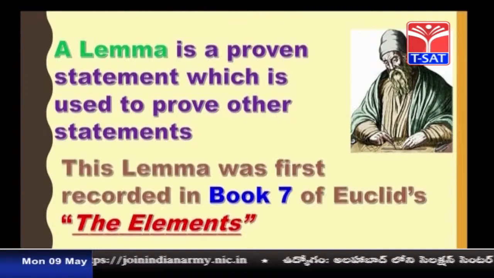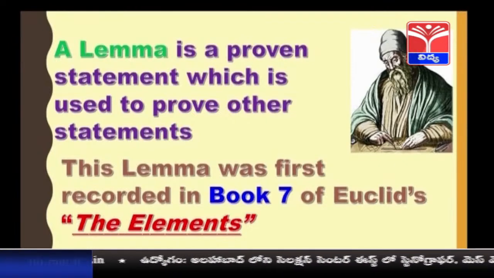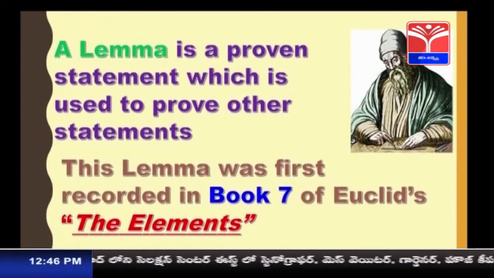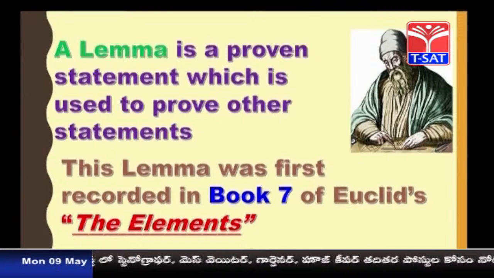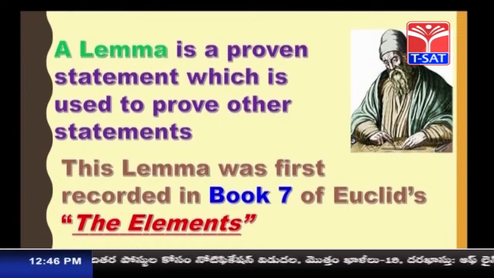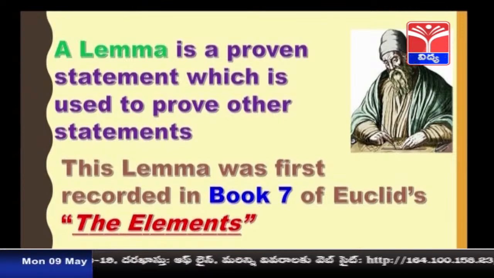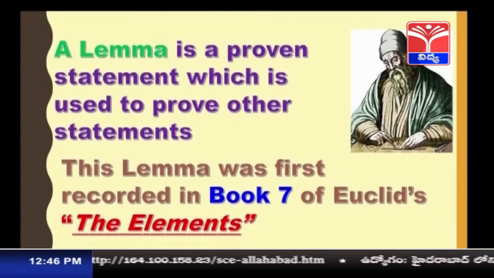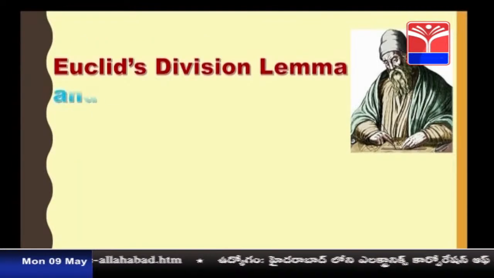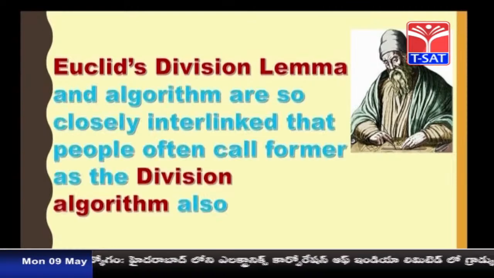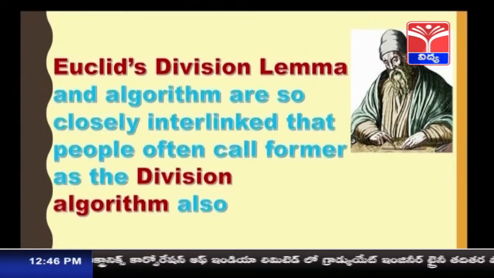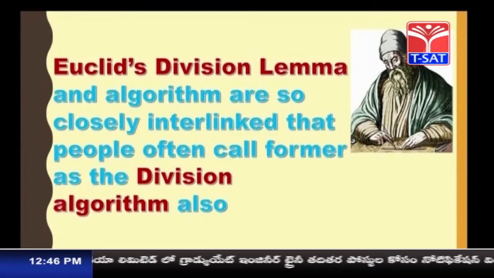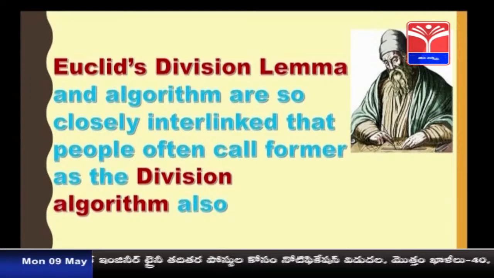So this lemma was first recorded in book 7 of Euclid's The Elements. As we have studied in the previous classes, the Elements consists of a total of 13 books, and this lemma was first recorded in one of them, book 7 of Euclid's The Elements. Euclid's division lemma and algorithm are so closely interlinked that people often call the former the division algorithm also.